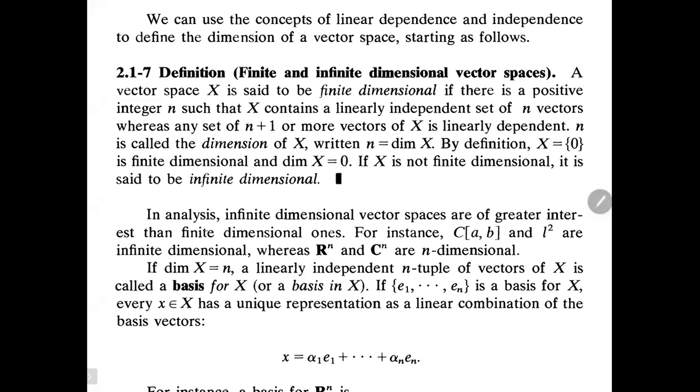So, in other words, a vector space is finite dimensional if there is a positive integer n such that X contains a linearly independent set of n vectors, whereas any set of n plus one or more vectors is linearly dependent. So X is finite dimensional and the dimension of X is n if there are n vectors which are linearly independent, but any set of n plus one or more vectors is linearly dependent.